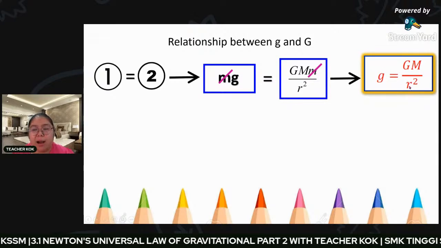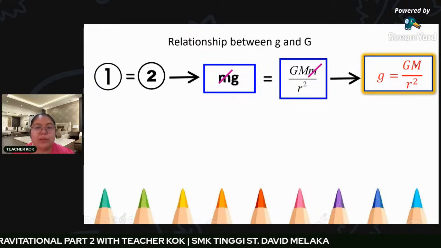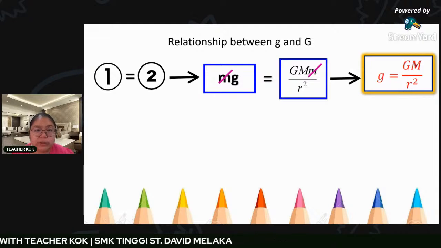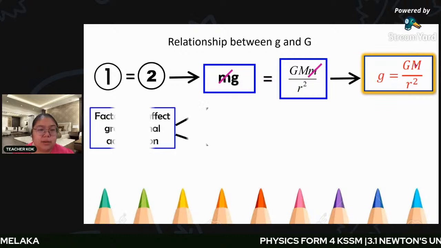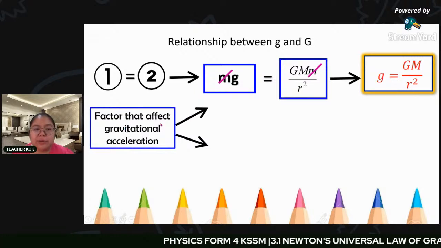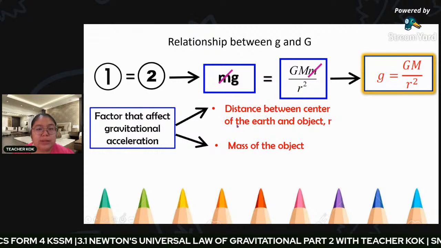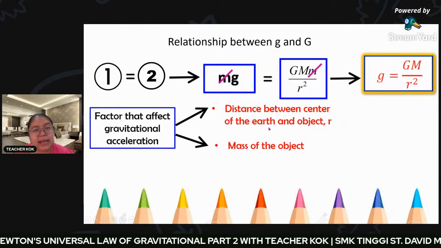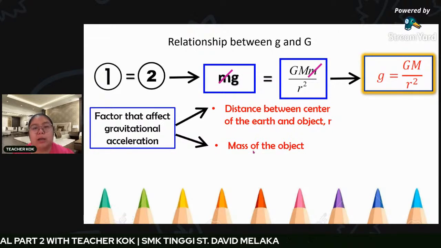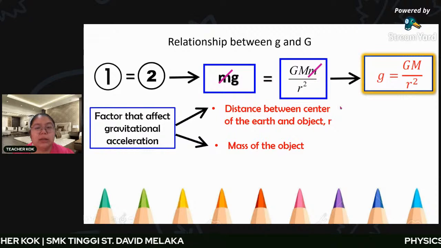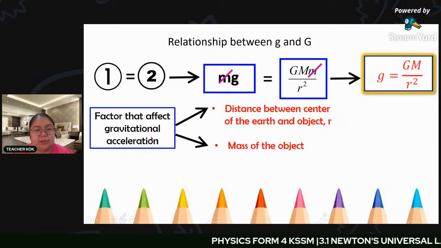So G and R are inversely proportional. G and M are directly proportional. So this one's a relationship for the gravitational accelerations. From here, they ask for the factors that will affect the gravitational acceleration. We have two. First one, the distance between the center of the earth and the center of the object. Number two is the mass of the object, the capital M. So these two are the factors that will affect the gravitational acceleration.